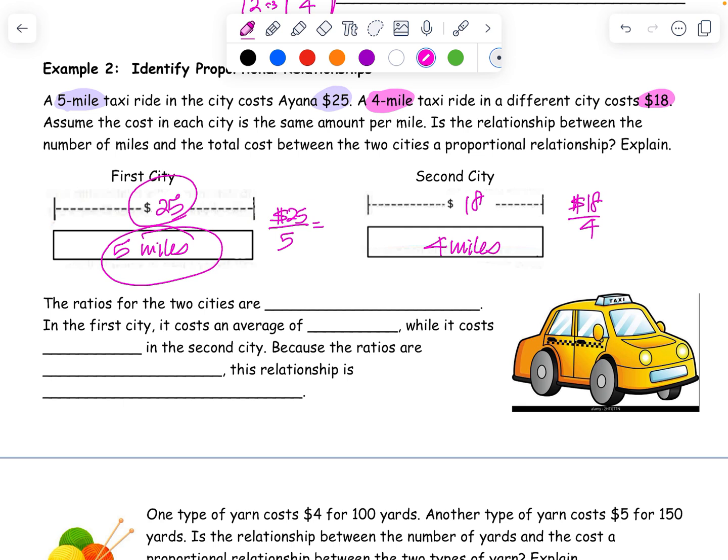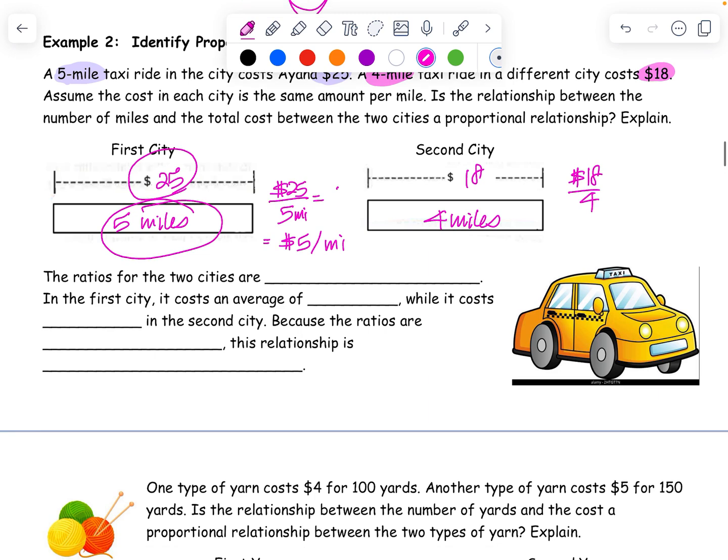5 goes into 25 5 times. So this comes out to $5. I'm going to use a space here. $5 per mile. So they're charging $5 per mile.